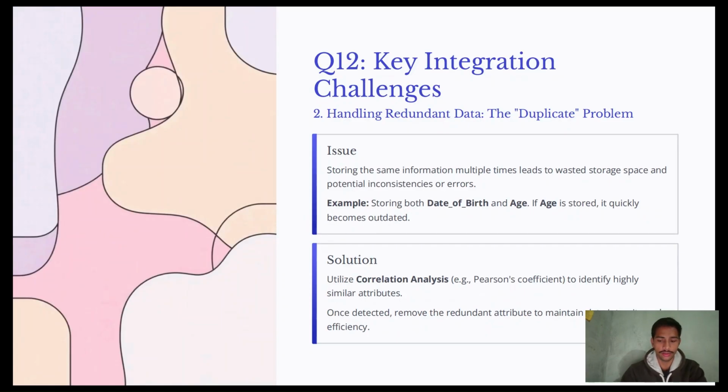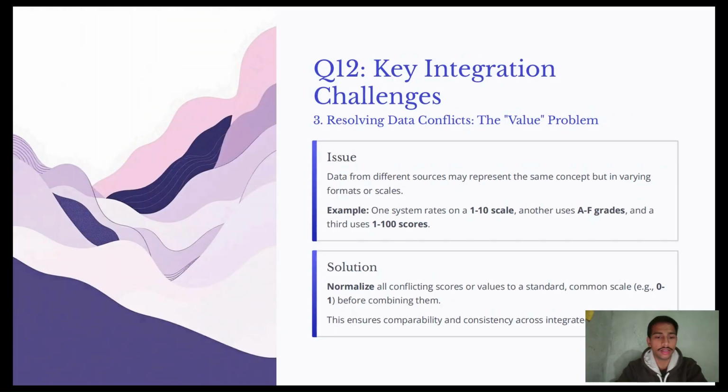The third challenge is resolving data conflicts, or the value problem. Even if the names match, the scales might not. One system might rate students on a 1 to 10 scale while another uses A to F grades. Solution: we must normalize the data. We convert all these conflicting scales to a standard range like 0 to 1 before we combine them, ensuring we are comparing apples to apples.